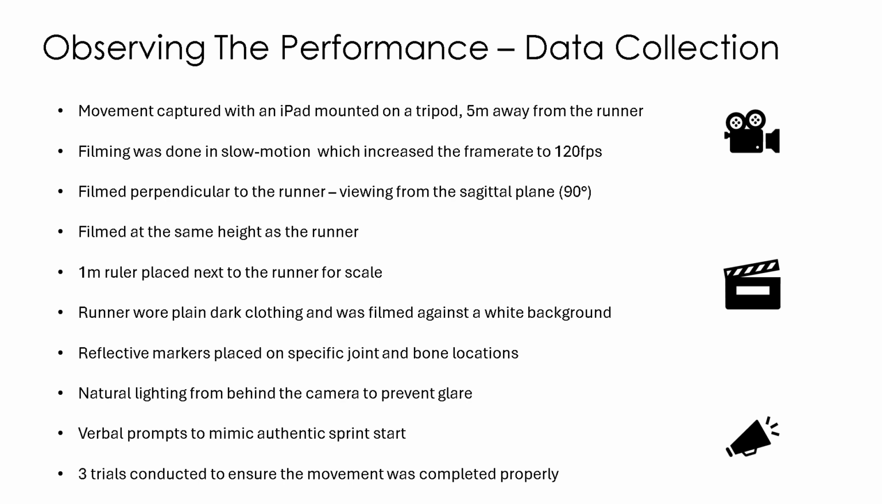The runner wore plain dark clothing and was filmed against a white background for sufficient contrast with reflective markers placed on key joints to facilitate movement tracking during post-recording analysis in Canovia. Natural lighting from behind the camera prevented glare during filming, and verbal instructions of ready, set, go were given to the runner to mimic an authentic sprint start. 3 trials were conducted to ensure the movement was completed correctly and to the best of the runner's ability.